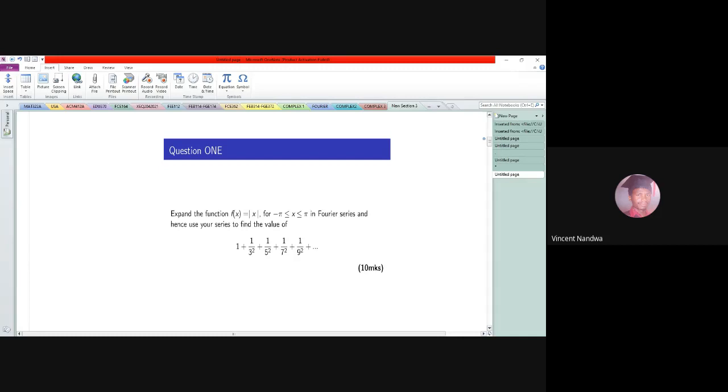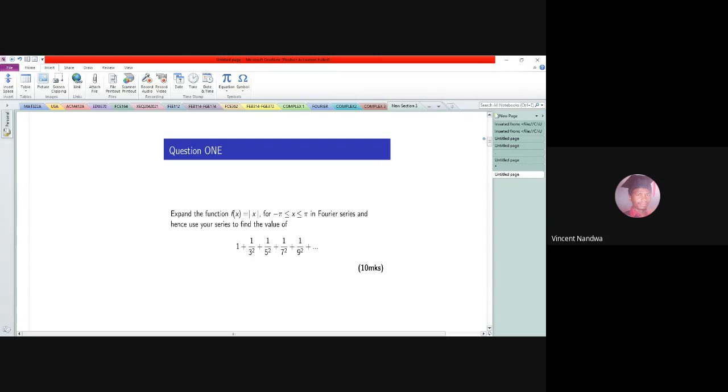To expand the function f of x equals the absolute value of x, for values of x lying from minus pi to pi, in Fourier series, and hence to use our solution to find the value of this series: 1 plus 1 over 3 squared plus 1 over 7 squared plus 1 over 9 squared.